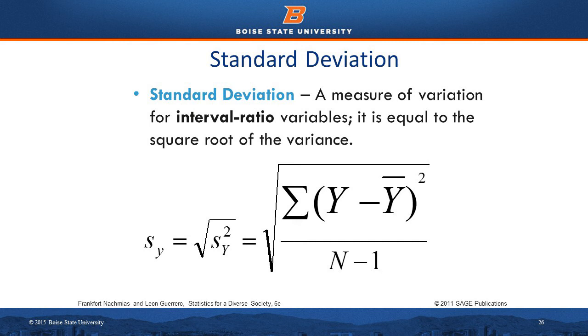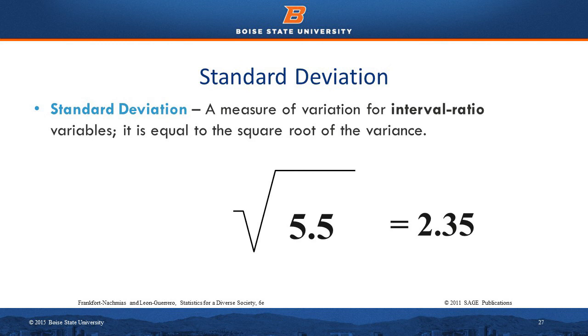To determine a standard deviation, we find the square root of the variance, or the square root of the sum of squares, divided by n minus 1. Next, we have an example of calculating the standard deviation. To calculate the standard deviation for a sample of respondents with a variance of 5.5, we find the square root of 5.5, which equals 2.35.